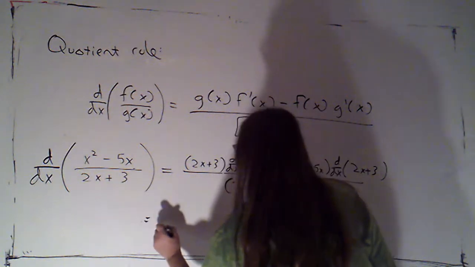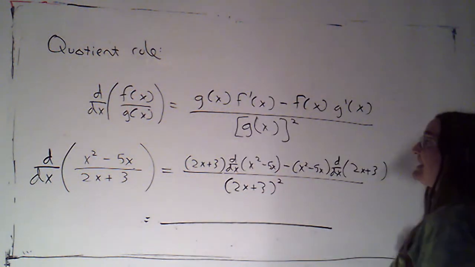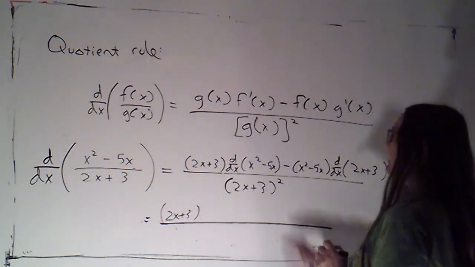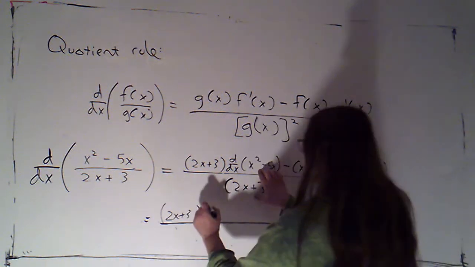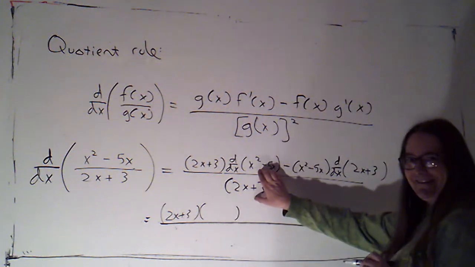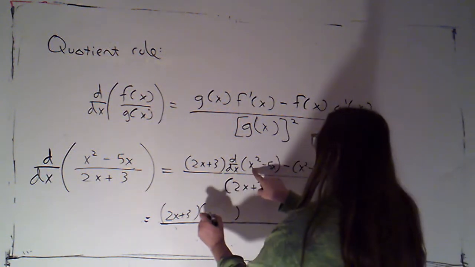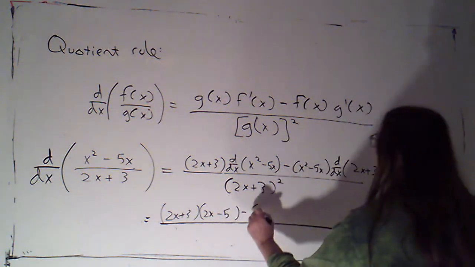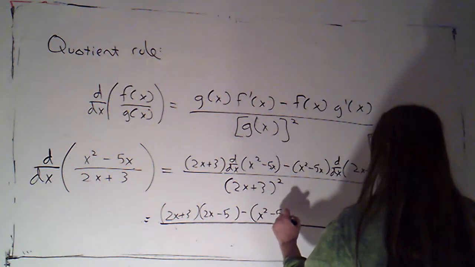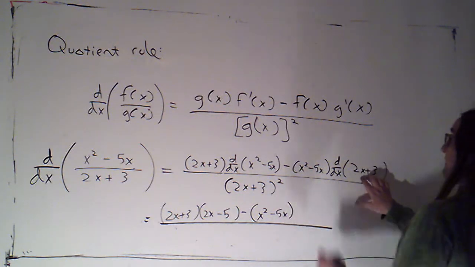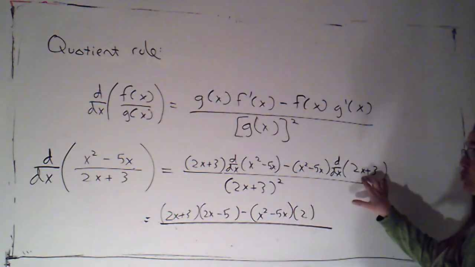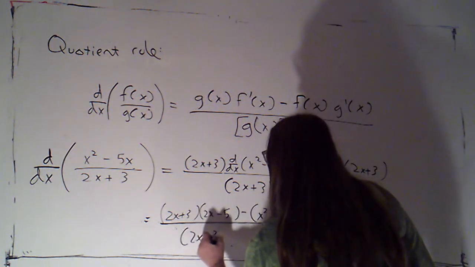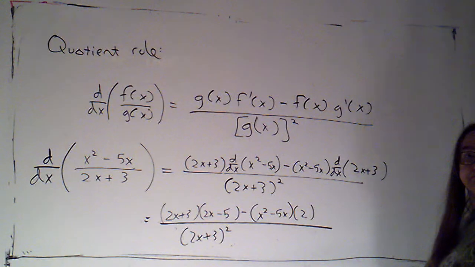Okay, so let's simplify. We'll go back and get the d by dx's. So that's 2x plus 3 in parentheses, because that whole thing gets multiplied by this derivative, which will also go in parentheses because it's going to have two terms. We're going to get 2x minus 5 minus, in parentheses, x squared minus 5x. And the derivative here is just 2. All over 2x plus 3 quantity squared.